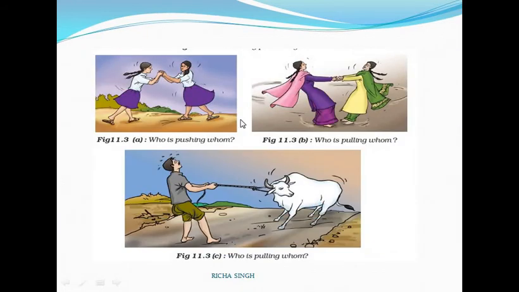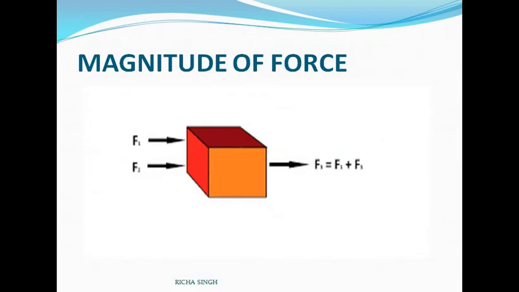Okay. Here also you can see, these two girls are pushing each other, here they are pulling each other, and here also the man and the cow are pulling each other. Whosoever is pulling or pushing with more force, the other one will move to their side only. The same thing happens in tug of war. The two teams are there. The team which is applying more force becomes the winner and the other one becomes the loser.